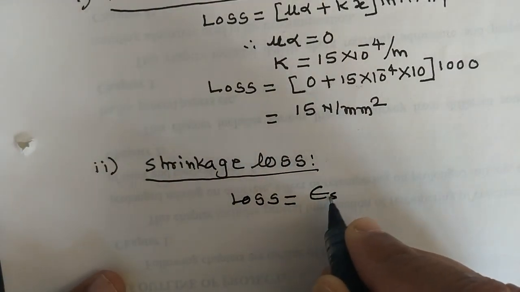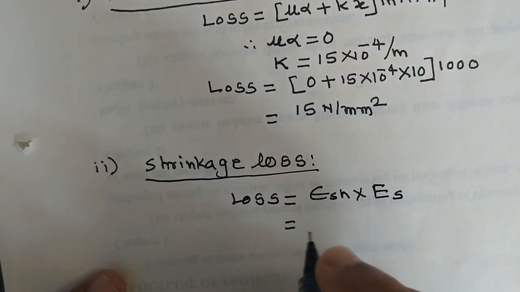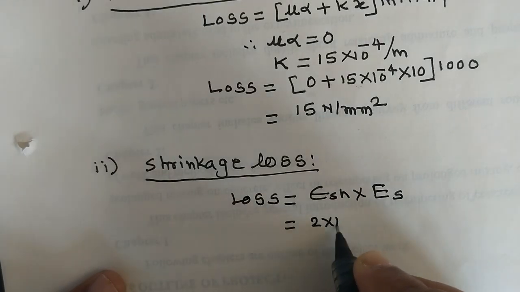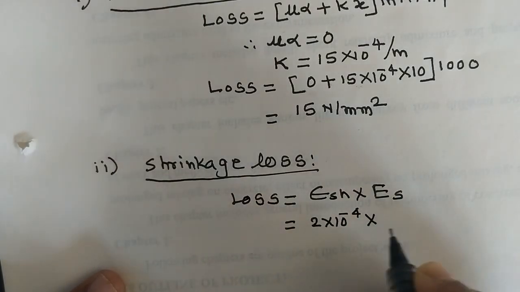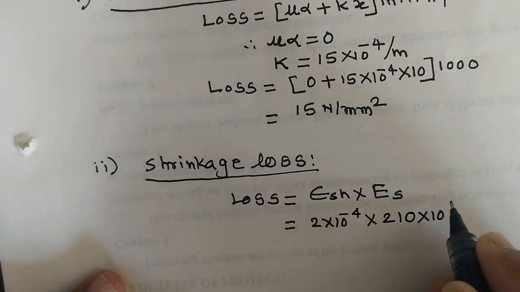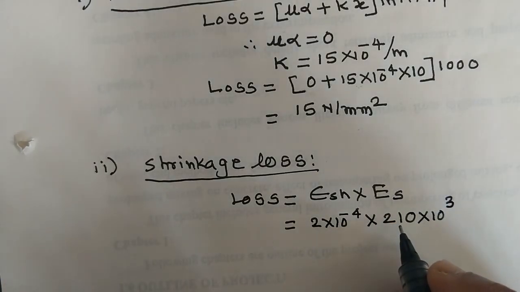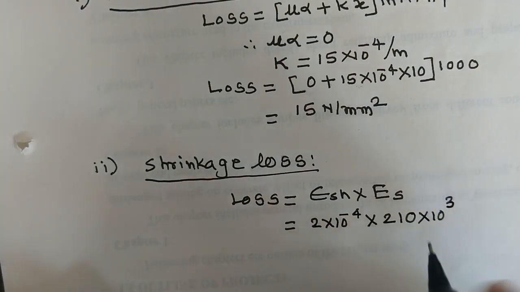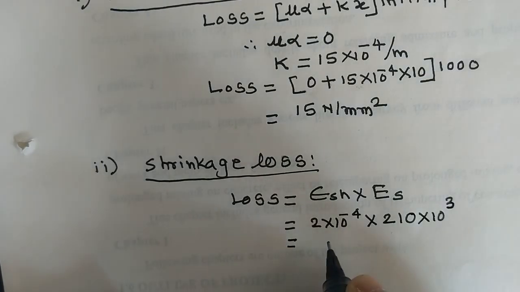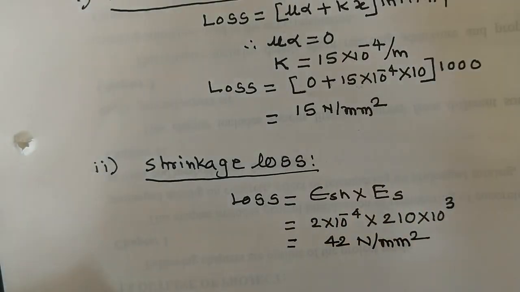Shrinkage strain epsilon sh into Young's modulus of steel. So the shrinkage strain given in the question is 2 into 10 raised to minus 4, multiplied by Young's modulus, which is 210 multiplied by 10 raised to 3, because the given value is in kilonewton per mm square. So you have to convert that value into Newton per mm square. The multiplication is 42 Newton per mm square. So this is the shrinkage loss.